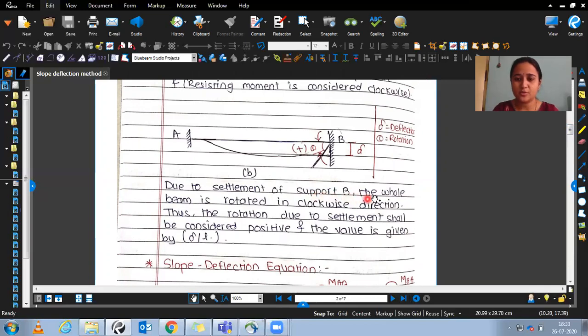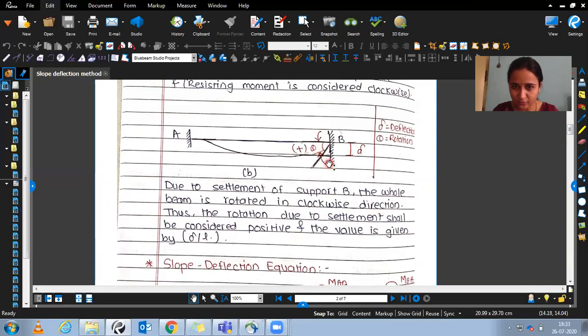Due to settlement of support at B, the whole beam is rotated in clockwise direction. Thus, the rotation due to settlement shall be considered as positive. The value is given by delta by L. Okay, so just consider this direction of movement.